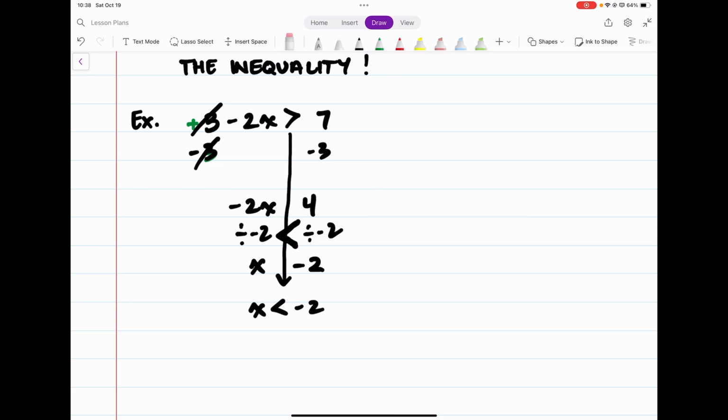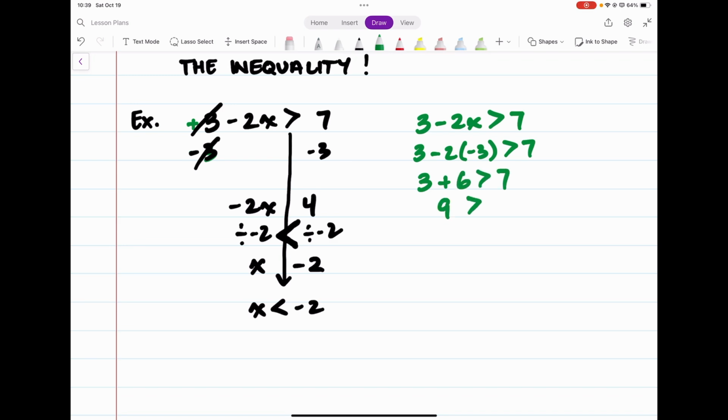All right, so let's test it out to the original equation. 3 minus 2x is greater than 7. But now the number has to be less than negative 2. So let's say I'm going to put in negative 3. 3 minus 2 times negative 3. If I put that number, then it will be 3 plus 6 is greater than 7. What's 3 plus 6? It's 9. Is 9 greater than 7? Yes, it is true. So 9 is greater than 7. That means it is correct.